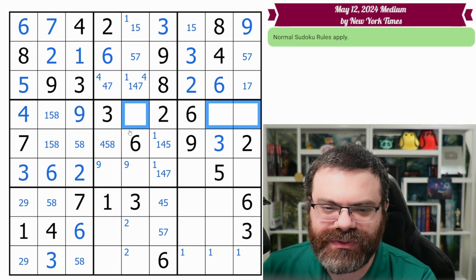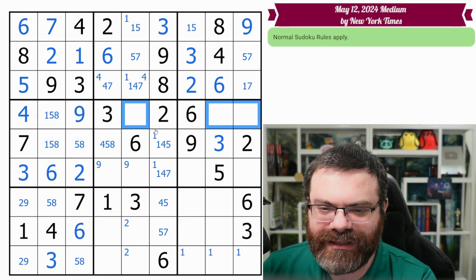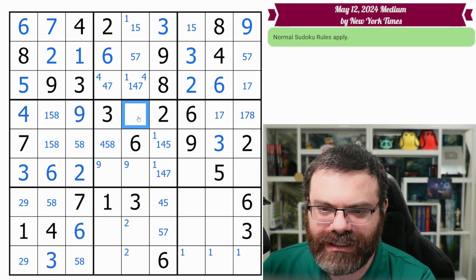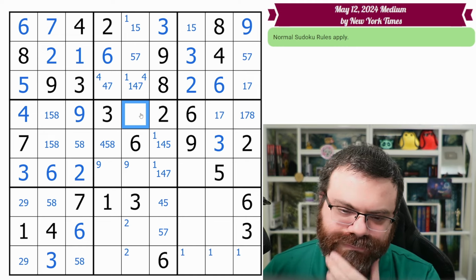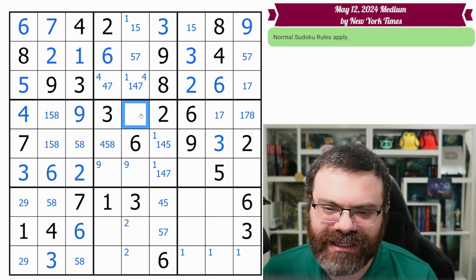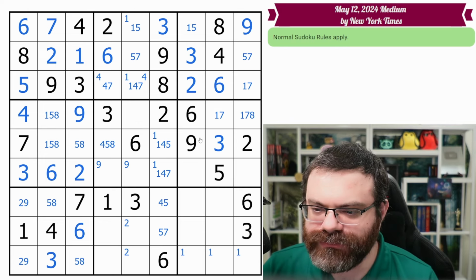This row is down to 1, 5, 7, 8. Neither of these are 5. So these are 1, 7, 8. That one's not an 8 either. 1, 5, 7, 8. It can be any of those, so we're not going to mark it up.